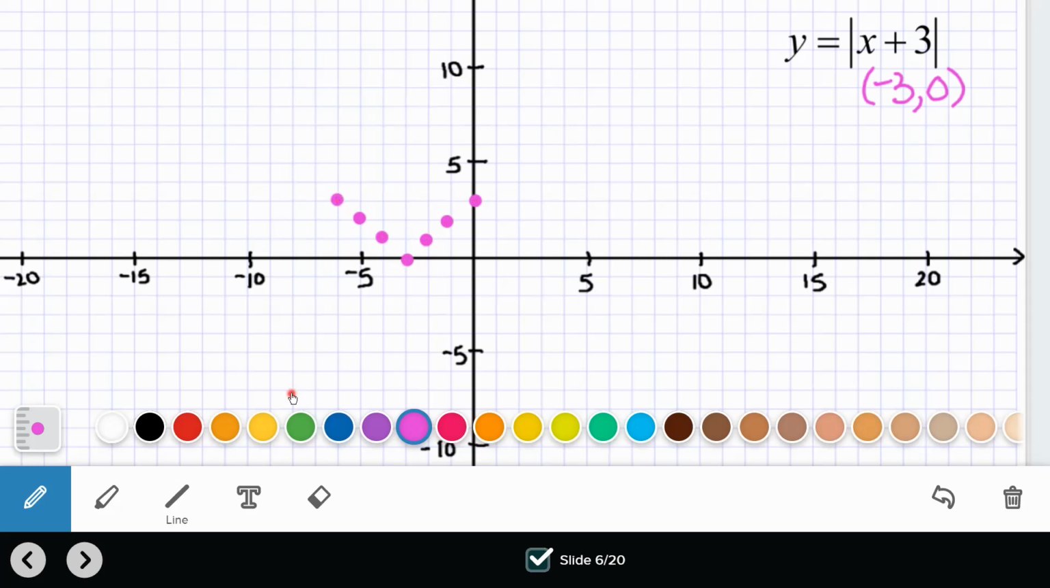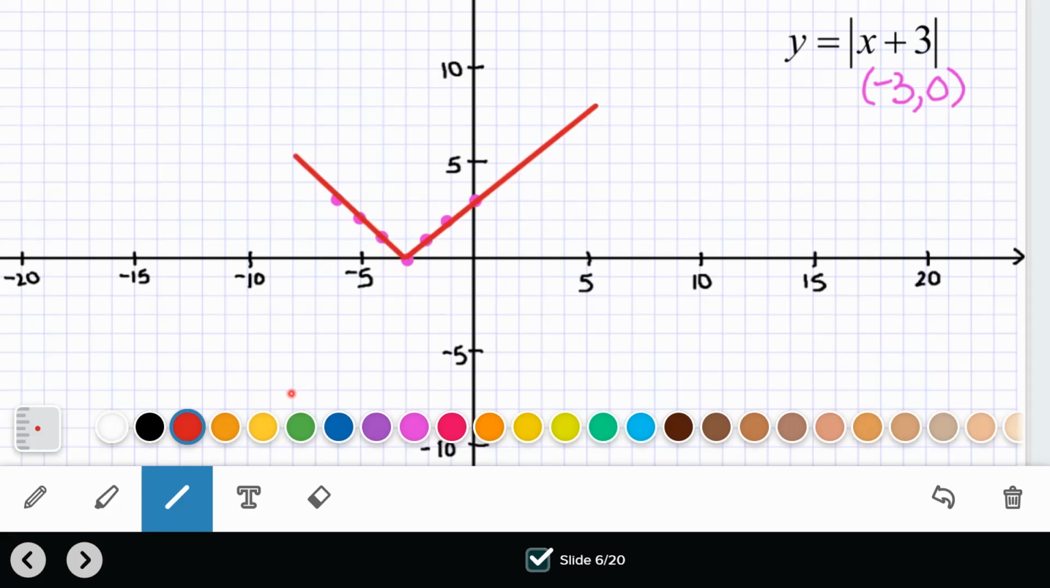Now I can use this line tool if I want and connect it with the line. And there is my absolute value graph.